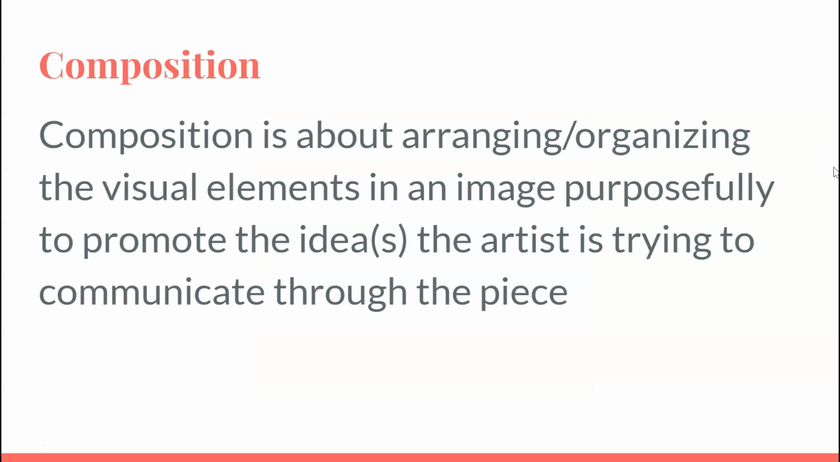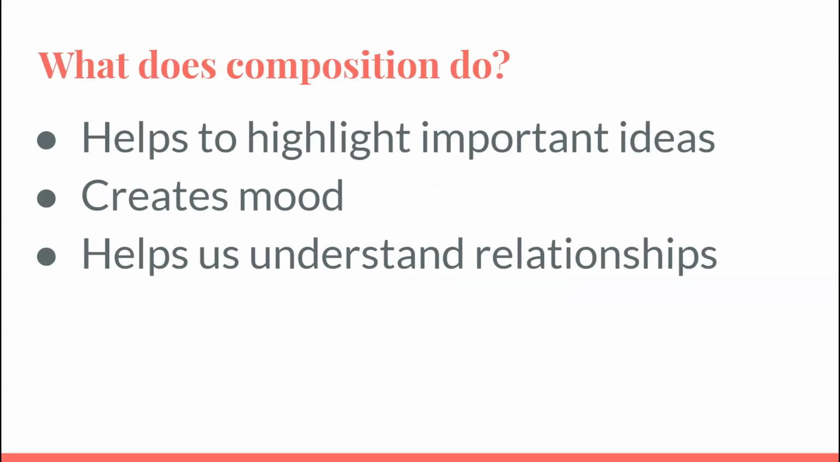Just a reminder, composition is about the arrangement or the organization of all of the visual elements in an image. Good artists, good creators, good communicators arrange their images purposefully to promote specific ideas or to draw our attention to specific elements that they want to show off. They use composition to communicate. That is a really, really important thing that good artists, good photographers, good anybody who's using a visual medium is trying to do. But what does composition do more specifically?